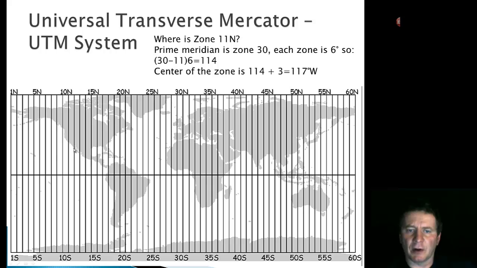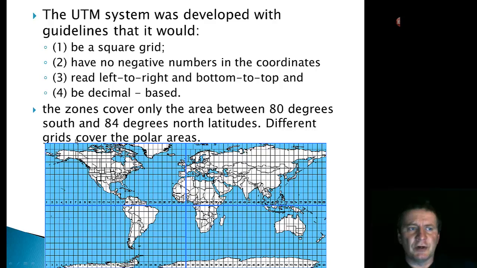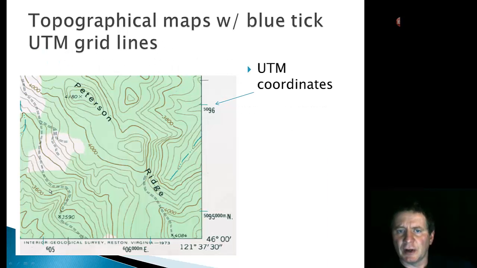So zone 11 would slice down through here and catch a little bit of California on the bottom side. The UTM system is set up as a square grid, and it has no negative numbers, and so it'll read left to right, top to bottom, and so on. And the idea here was to separate the Earth into a grid of areas, and you can sort of see the grids get larger as you go vertically here to try to accommodate those.